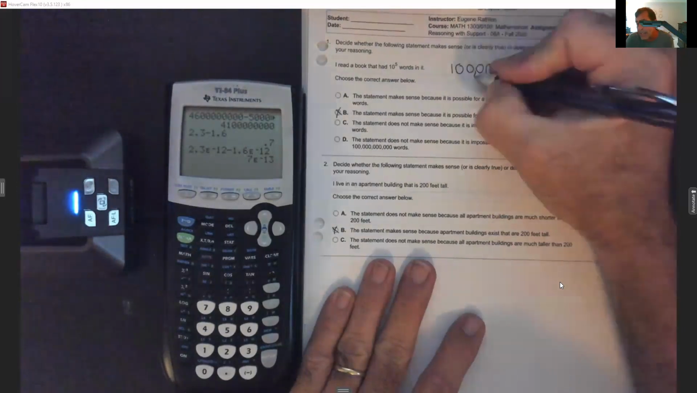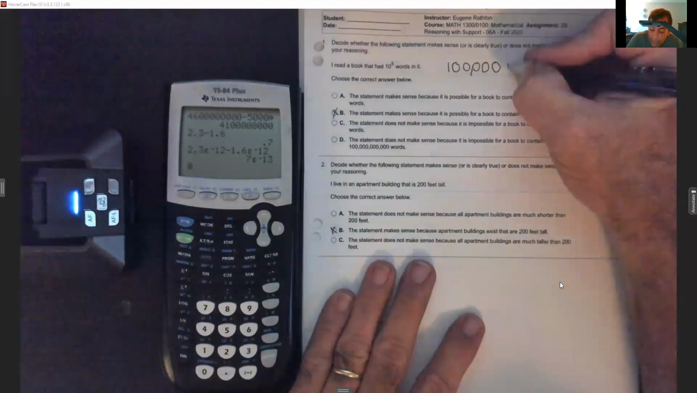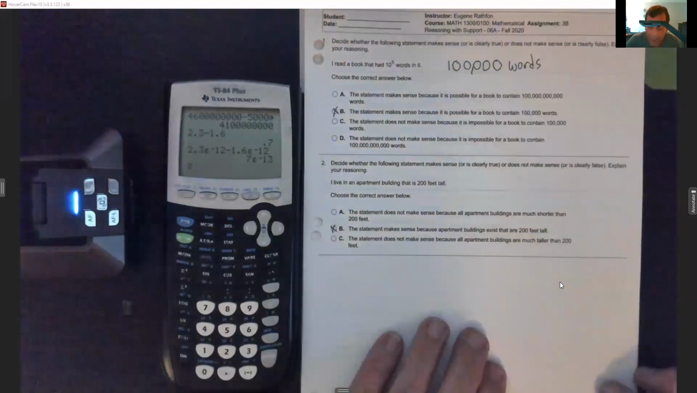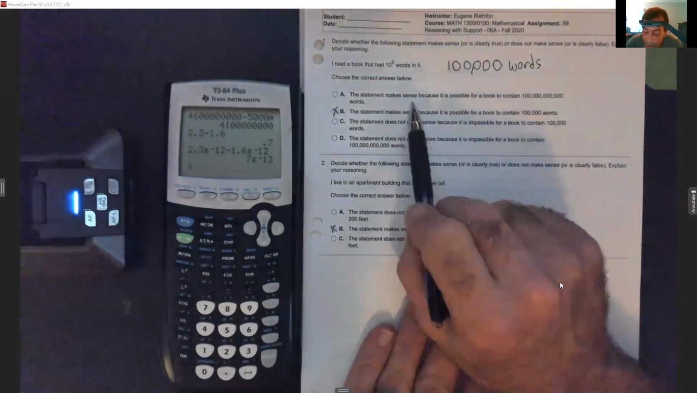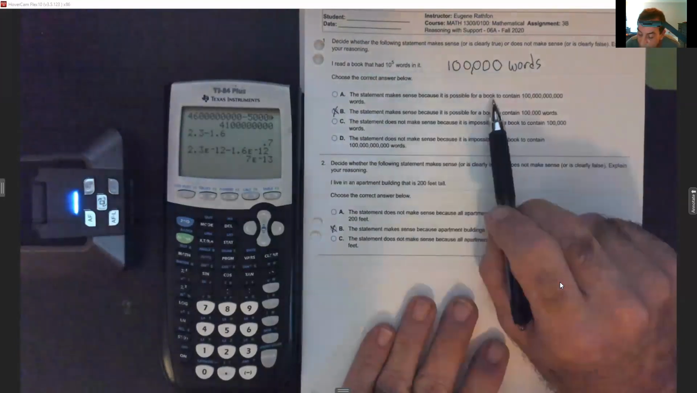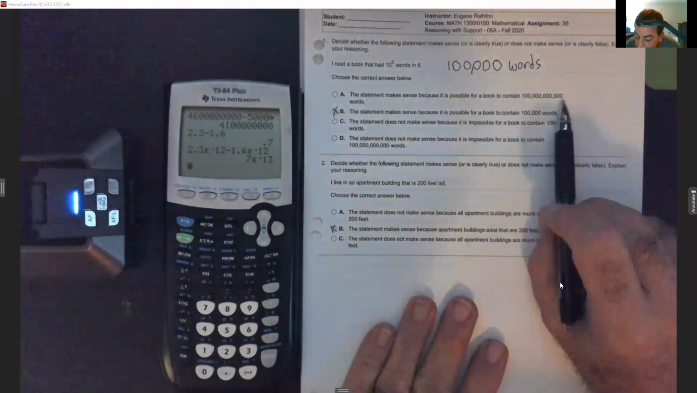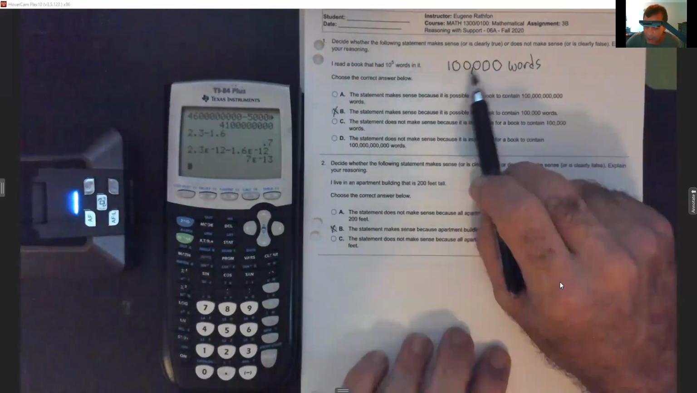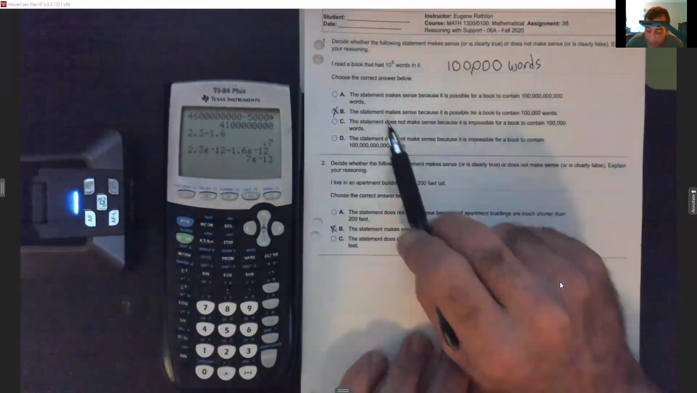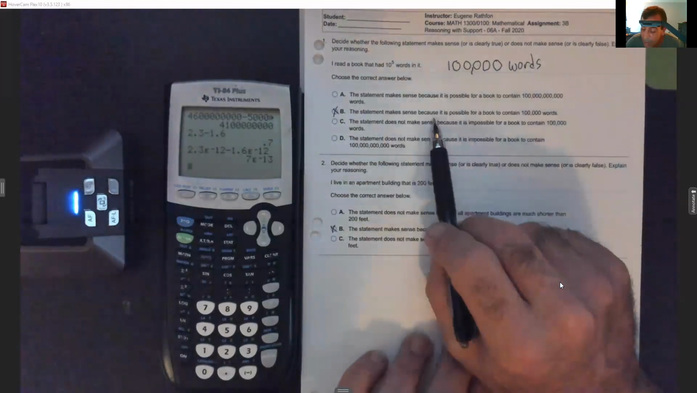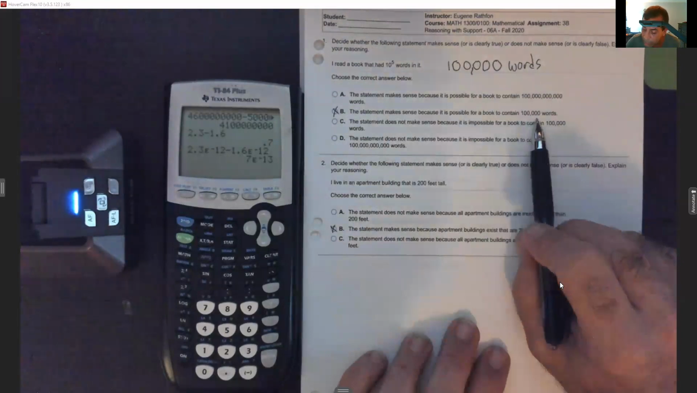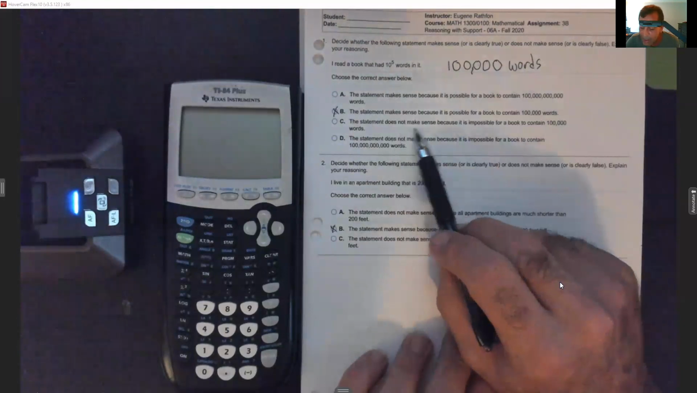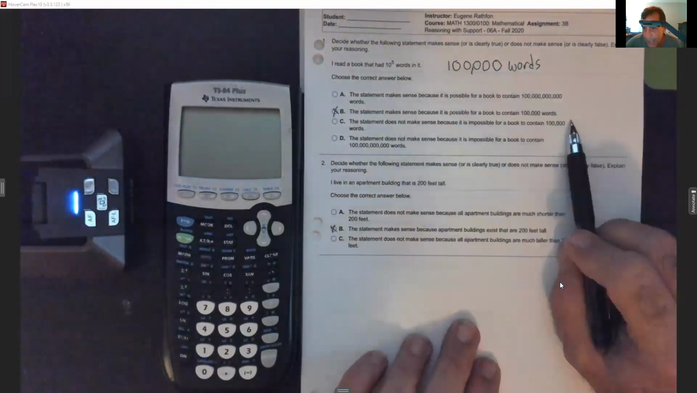1, 2, 3, 4, 5. So does it make sense to read a book with 100,000 words? It makes sense because it is possible for a book to contain, what is this? Hundreds, thousands, millions, 100 billion. Well, we didn't say that was 100 billion, so that is false. This one said it makes sense because it's possible to read 100,000 words. Well, that's what we said. This one says it does not make sense because you can't read a book with 100,000 words.